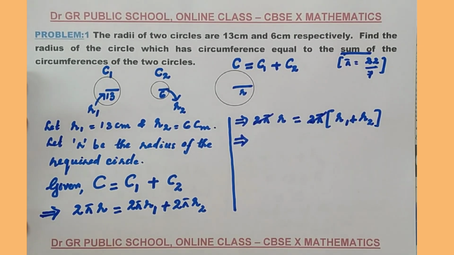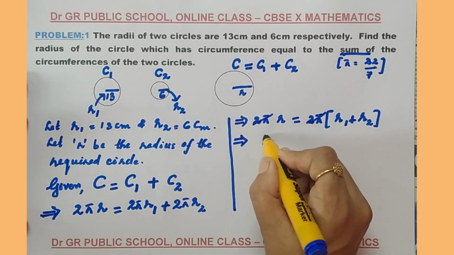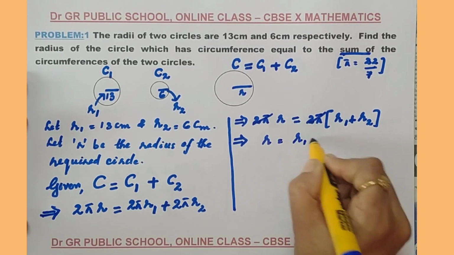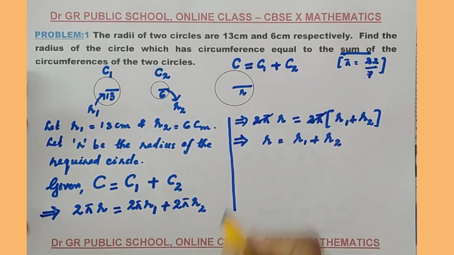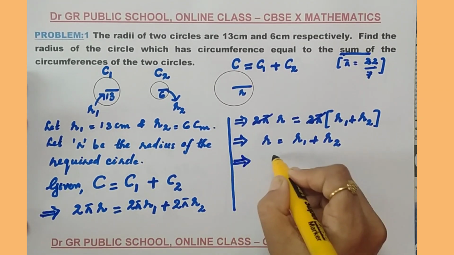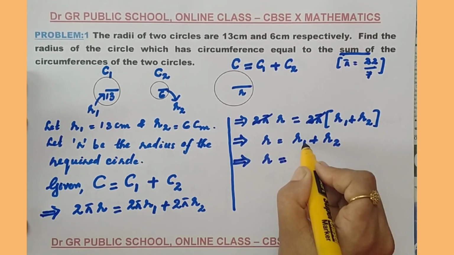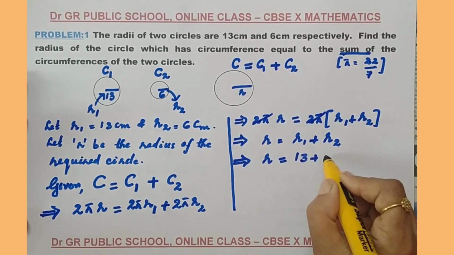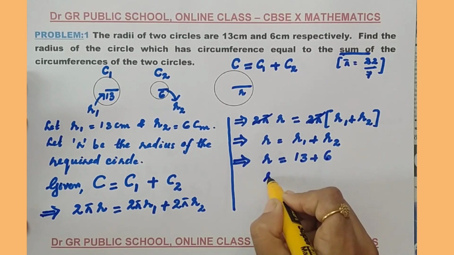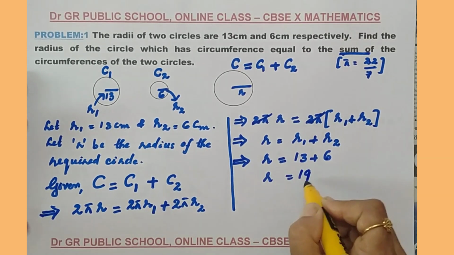So I need not substitute the value of pi here. R equals R1 plus R2 is the final result obtained for you. Okay, now I am going to substitute the values. So R equals, what is R1 in the question? 13, plus what is R2? 6. Summing up I get R equals 19.